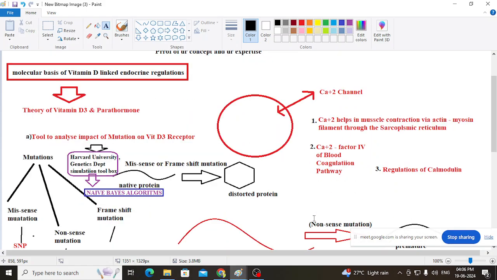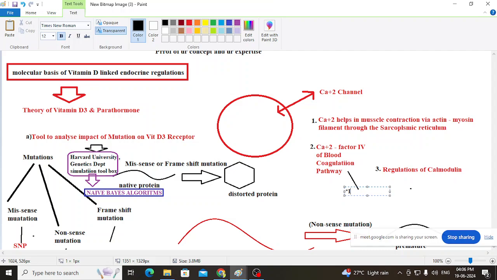So these are the things you can remember: there is a calcium channel on the surface. Calcium also helps in muscle contraction via actin myosin filament. This in turn is dependent on a cellular structure called the sarcoplasmic reticulum. Calcium is also factor number 4 of the blood coagulation pathway. In the blood coagulation pathway there are two types: intrinsic and extrinsic pathway.